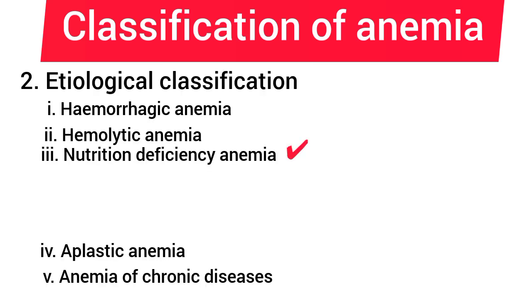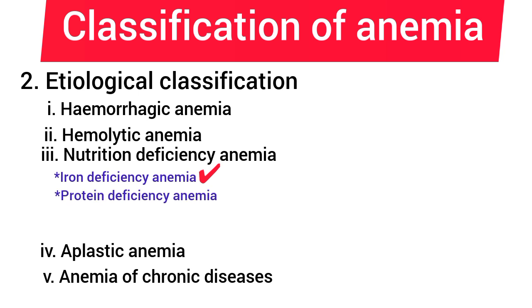Now, for nutrition deficiency anemia, nutritive substances such as iron, proteins and vitamins like vitamin C, vitamin B12, and folic acid are necessary for erythropoiesis. The deficiency of these substances leads to nutrition deficiency anemia. One example is the iron deficiency anemia, which is the most common type of anemia. It develops due to inadequate availability of iron for hemoglobin synthesis. The red blood cells are microcytic and hypochromic.